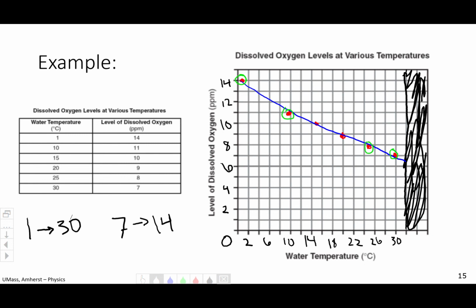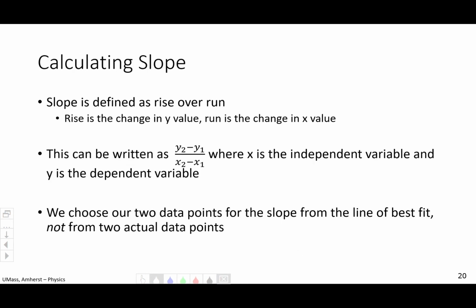Next, we're going to look at slope, calculating slope. Hopefully this is not news to you. Slope is defined as rise over run, where rise is the change in y value and run is the change in x value. This can be written as y2 minus y1 over x2 minus x1, where again, x is the independent variable and y is the dependent variable. Now, the key here is we're going to choose the points for the slope from the line of best fit, not two actual data points.